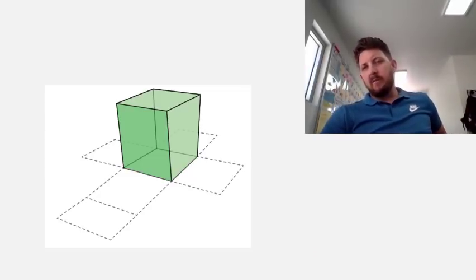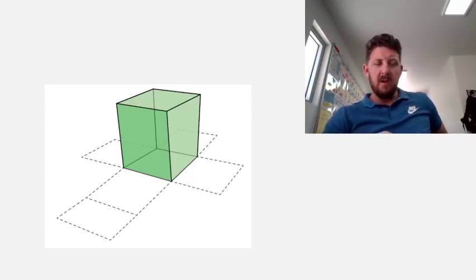When we start to observe three-dimensional shapes, it's really important that we look at the faces. The faces are the two-dimensional shapes that make up the three-dimensional shapes. That's the surface area that you can see on the outside. In this cube here, you can see that it is made up of a whole lot of squares. How many squares? 6 squares.